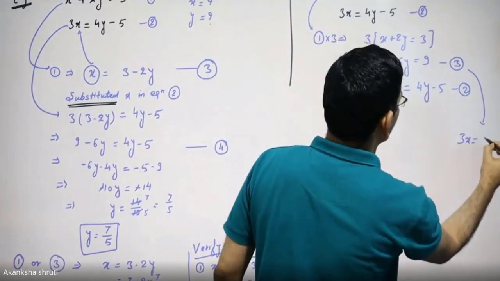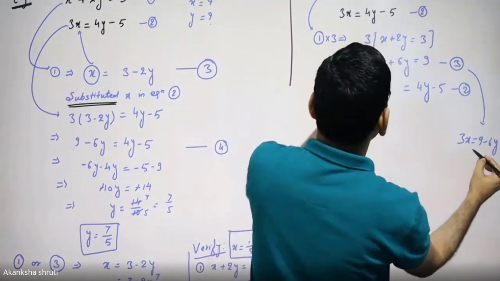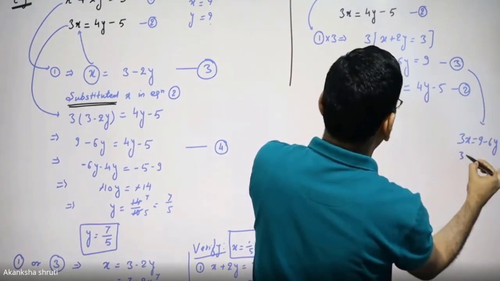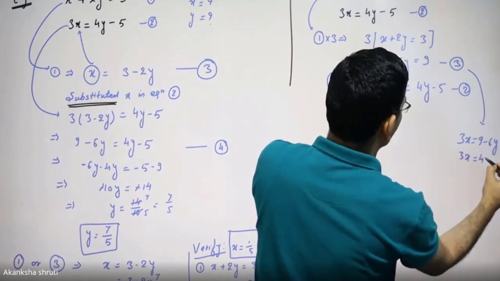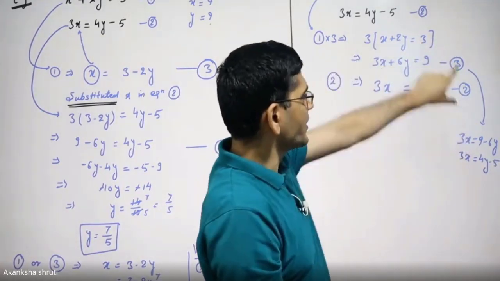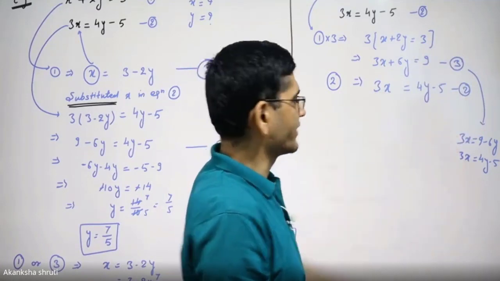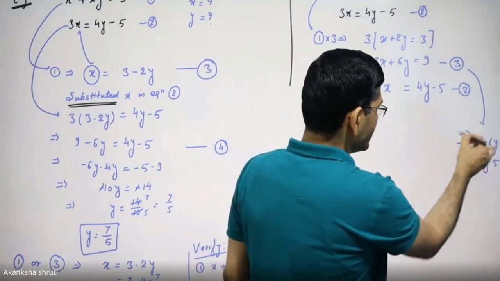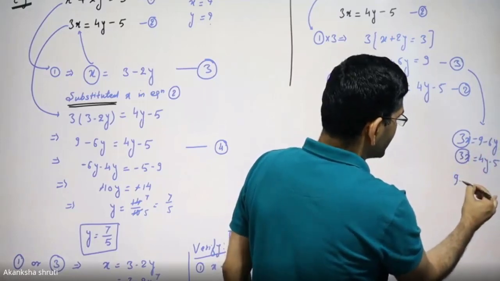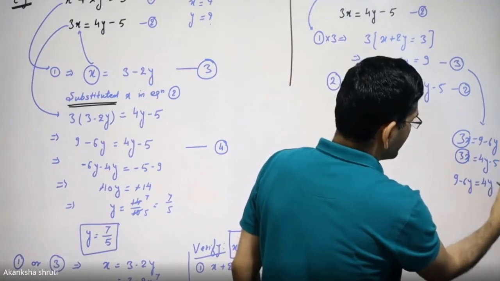3x is equal to 9 minus 6y, and equation 2 is already our 3x is equal to 4y minus 5. I have just written this because in a pair of equations you need to carry both equations together, one below another. Now you will see that the LHS of both is the same, so now you will equate them. Meaning, 9 minus 6y is equal to 4y minus 5.